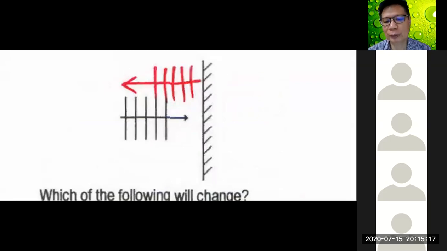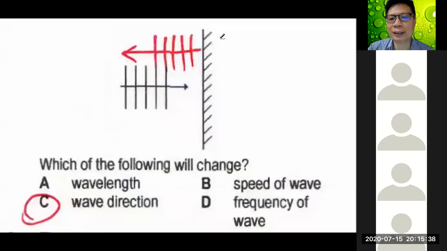Sima, which one will change? C. Again, Sima? C. Okay, correct. The wave direction, C, okay? The direction is very obvious, going to the right, and this one goes to the left, correct or not? Okay, question 3.